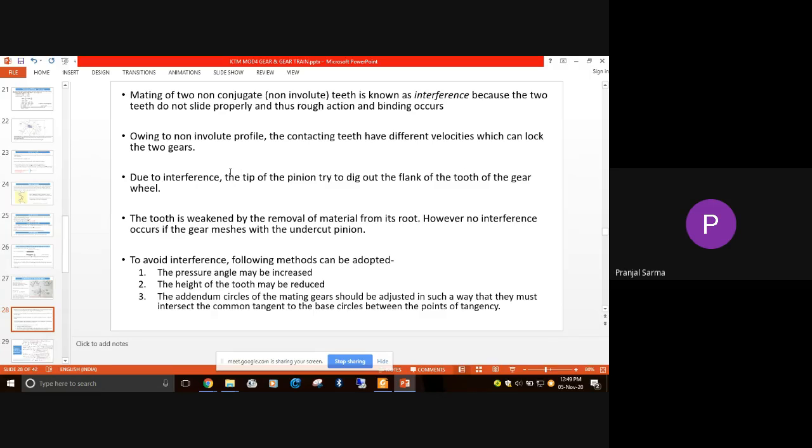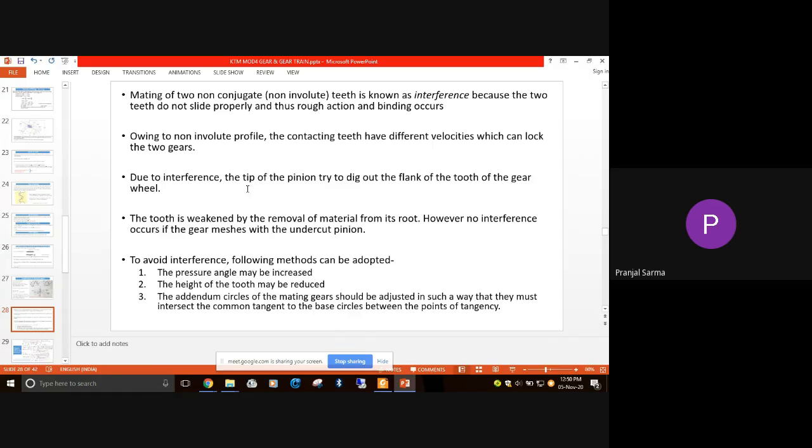Owing to the non-involute profile, because the involute profile has already been broken by the undercutting and is now not an involute profile, the contacting teeth have different velocities which can lock the two gears. So because of this type of interference and undercut problem, the gears may even jam.